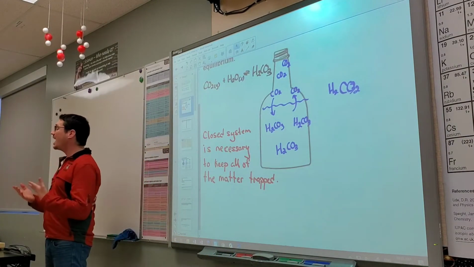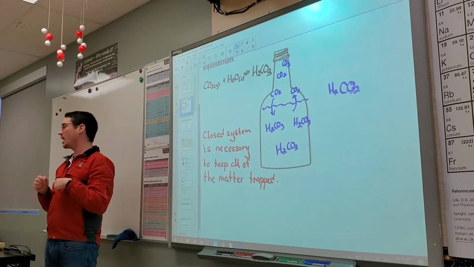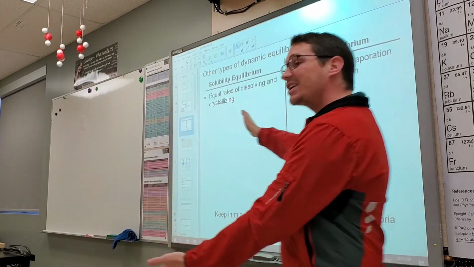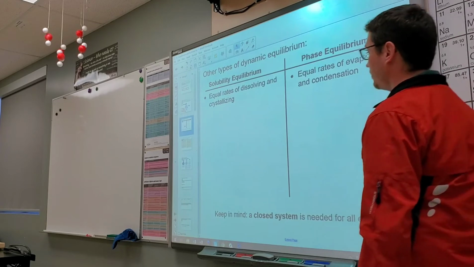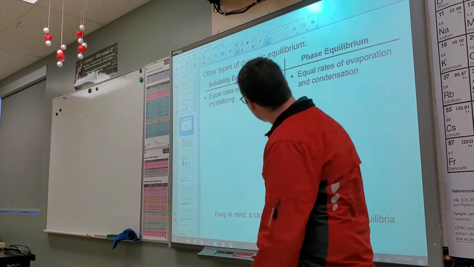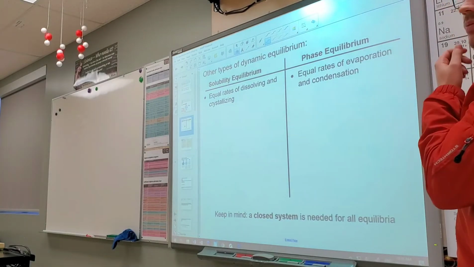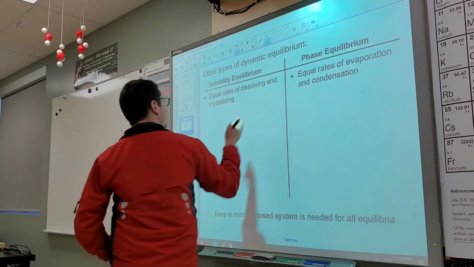That's not the only type of equilibrium. Remember, a dynamic equilibrium is when you've got two opposite processes happening at the exact same time. That's a chemical reaction equilibrium, but that doesn't have to be the only type of equilibrium. We can have solubility equilibrium, and we can have phase equilibrium as well. So, solubility equilibrium.